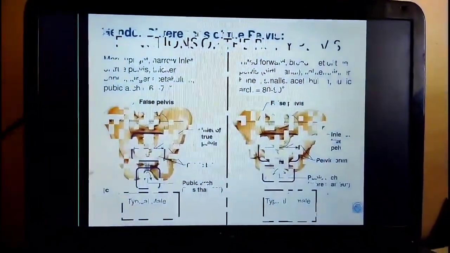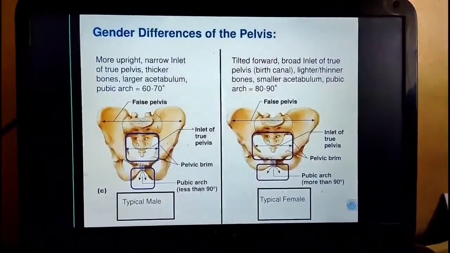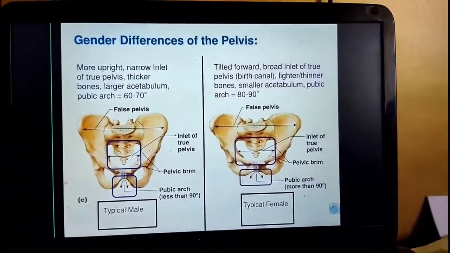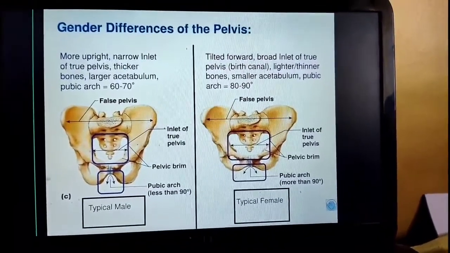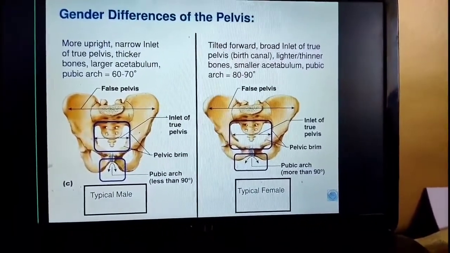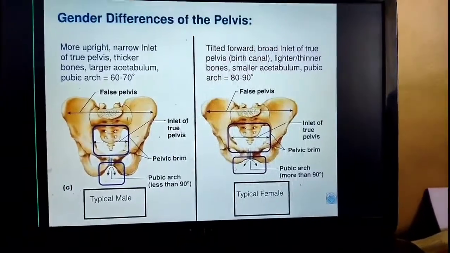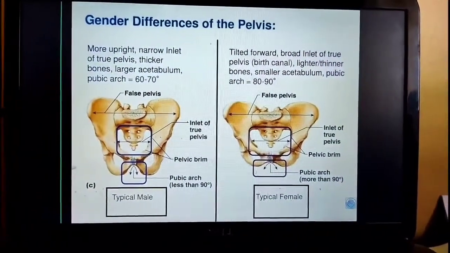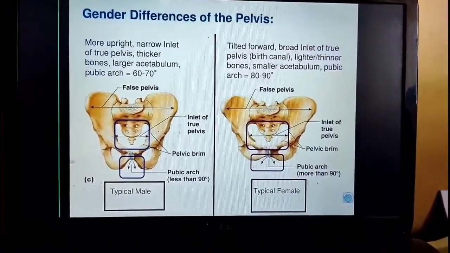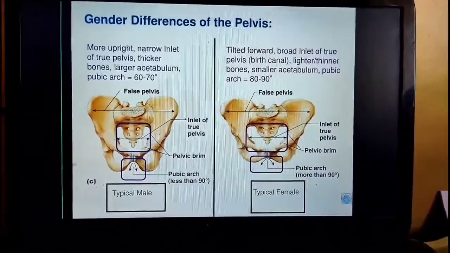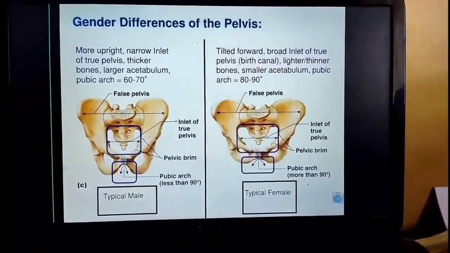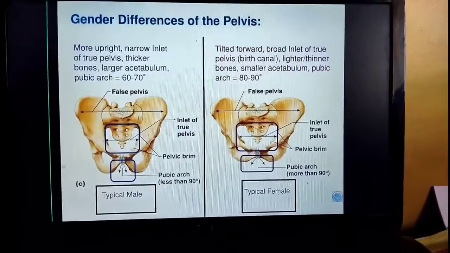The fifth point is you can identify the sex of the individual from the bony pelvis. We will discuss the details of sexual dimorphism in a video which will be posted to you. So, gender difference is another important function of the bony pelvis, or the reason for studying the anatomy of the bony pelvis.